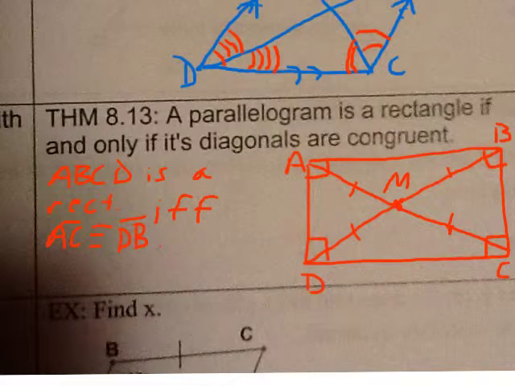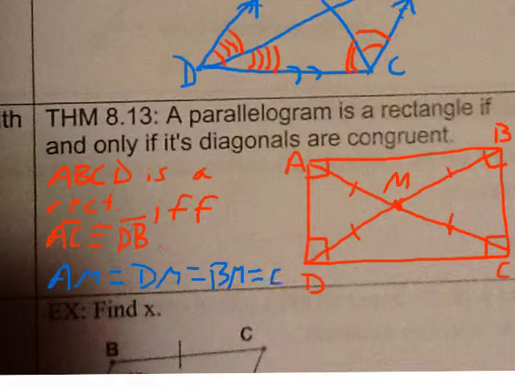And then we can also write one more thing here that you probably want to put below it. This also means that AM equals DM, which equals BM, which equals CM. Okay, so all these pieces right here are congruent. All those little pieces bisect each other, right, because it's a parallelogram. And that's the theorems. Let's move on to some examples.